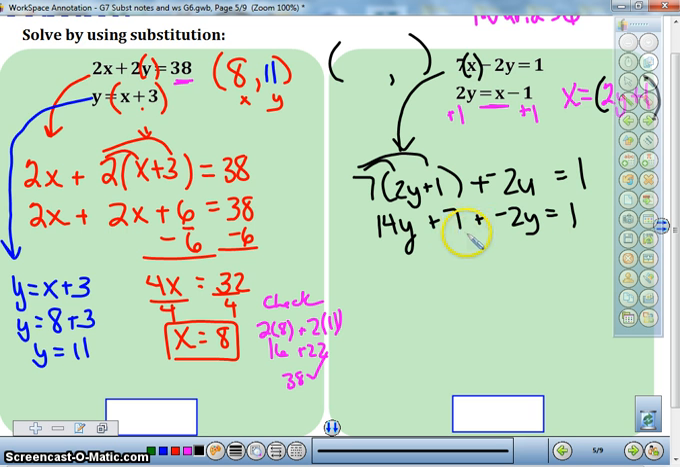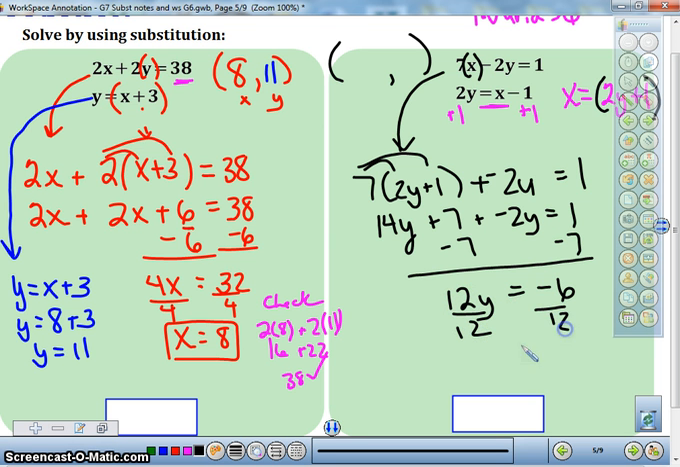We are now subtracting 7 from both sides. And as we subtract 7 from both sides of our equation, we are now looking at 12y, 14 minus 2, is equal to a -6. We are dividing both sides by 12, and y is a -1/2. We have a -1/2. We're going to solve for our other variable.